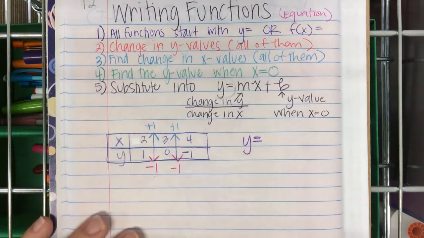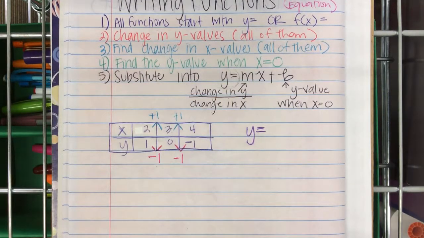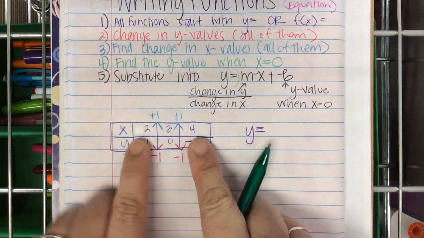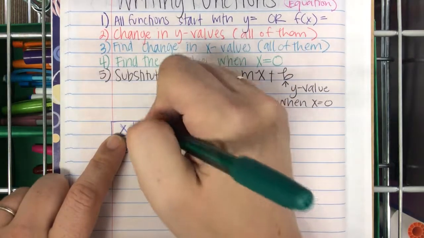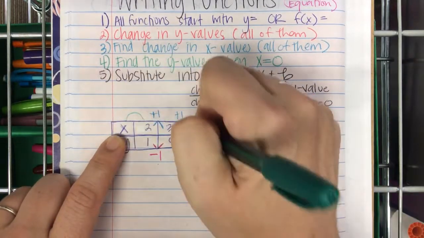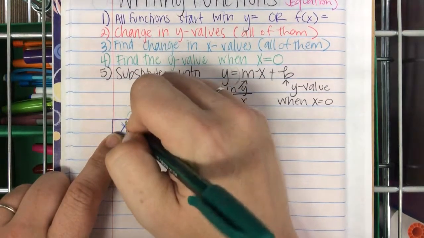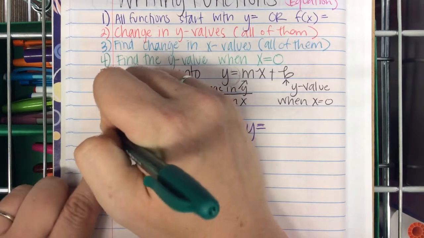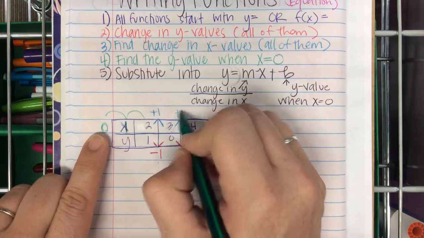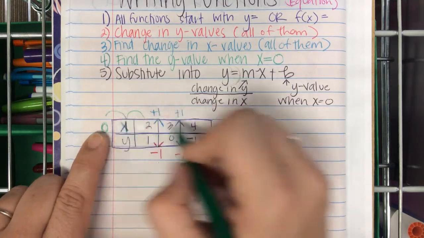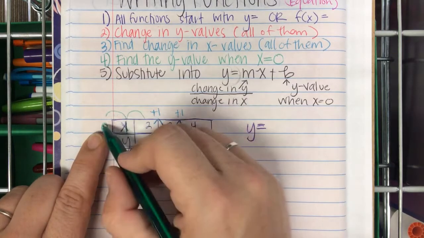Next one, step number 4. Find the y value when x is 0. So I'm going to have to expand my table, aren't I? Because do you have an x equals 0 value? No. So we're going to have to go backwards to find it. So if I have 4, 3, 2, what would come next? 1, 0. I'm following the same pattern because it's adding 1 going to the right, so going to the left it's going to subtract 1. 4, 3, 2, 1, 0.